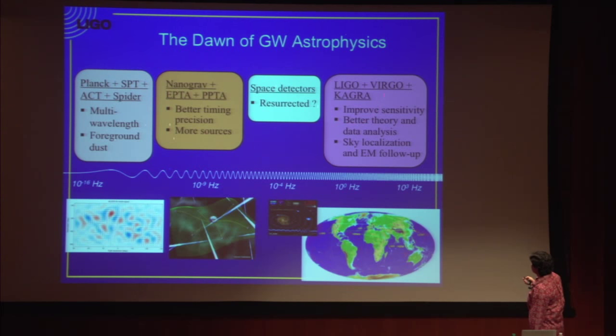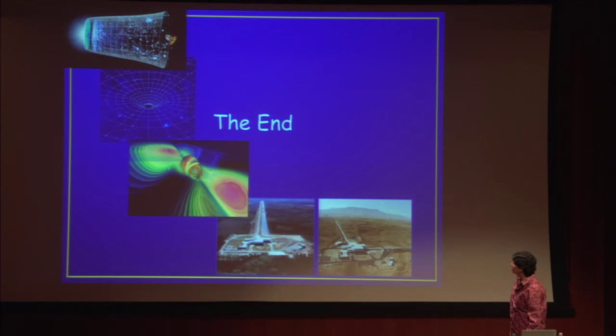And then I think with LIGO, Virgo, and KAGRA coming on with better sensitivity, better theory, and sky localization, I think we're really at the cusp of being able to say we will be able to directly observe gravitational waves across the spectrum in the next decade or so. So I'll end there.